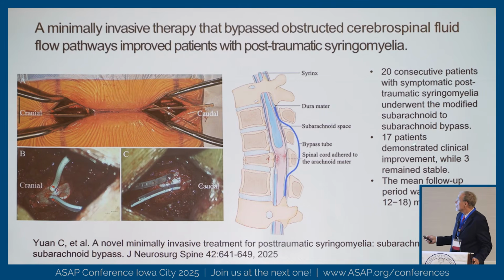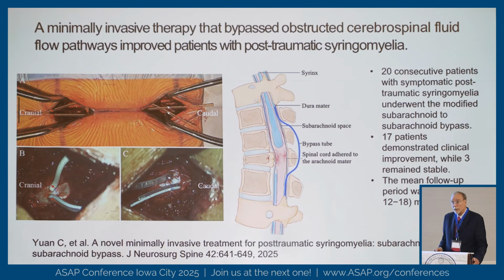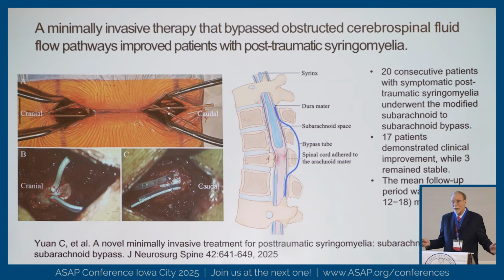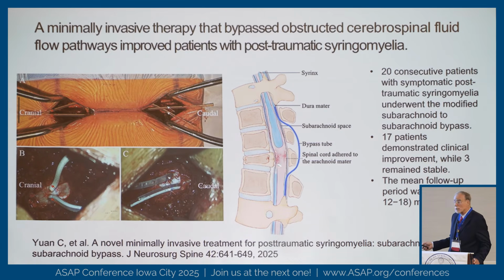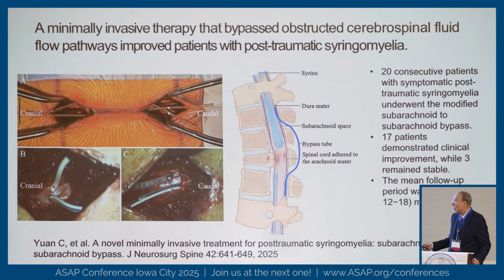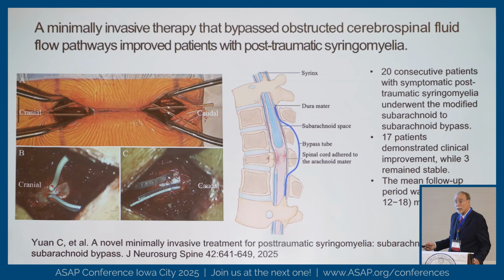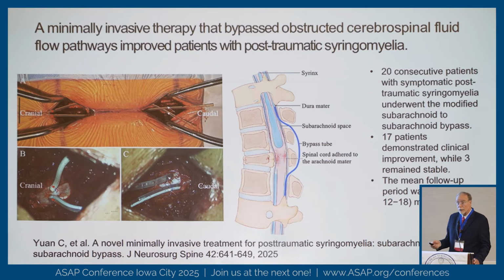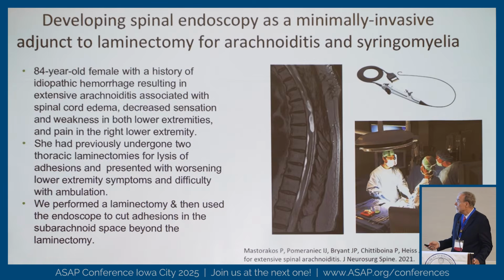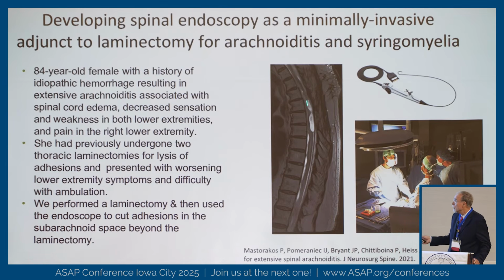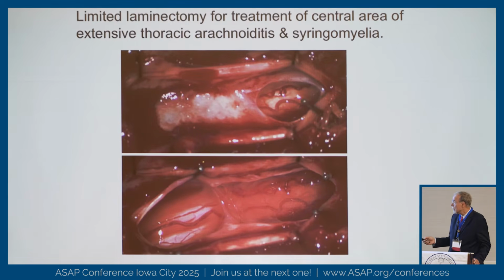And what they found is in 20 people that they followed just over a year, 17 people improved. So they say, well, forget it, we're not going into the scar area. You said there's potential injury to the spinal cord, we're just going to go around. But the problem with that is that this doesn't affect tethering, it just can potentially improve the CSF flow. What we've tried is using the endoscope to open the CSF pathways.